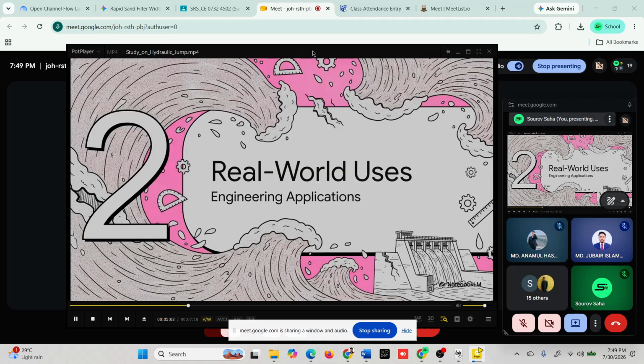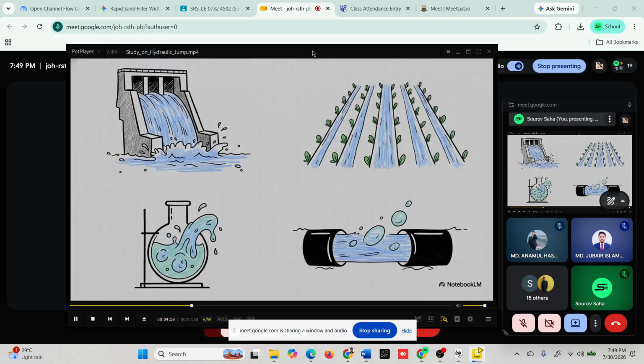Moving on to Section 2, Real-World Engineering Uses. Now you might be wondering, why do we care? Well, this seemingly chaotic pileup of water is actually a heavily engineered tool. First and foremost, it dissipates excess energy over dams, weirs, and spillways. By forcing a jump to happen, engineers basically drain the water's destructive power, which stops it from destroying the riverbed downstream.